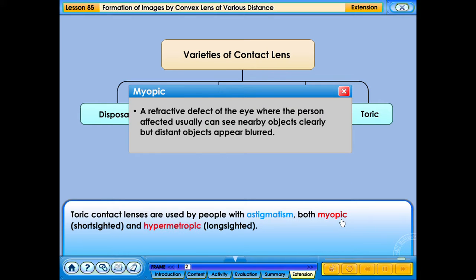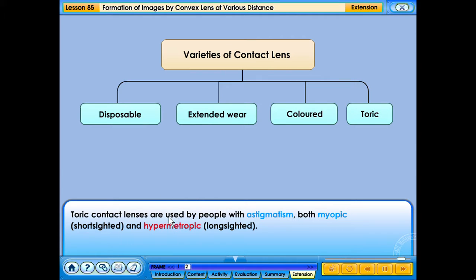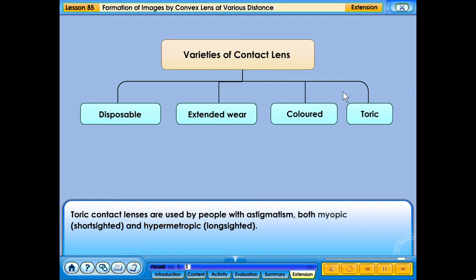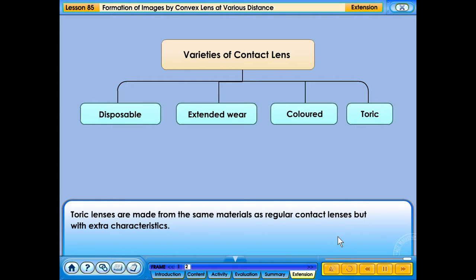Myopia is a refractive defect of the eye, where the person affected usually can see nearby objects clearly but distant objects appear blurred. Hypermetropia is a refractive defect of the eye, where the person affected usually can see distant objects clearly, but objects nearby appear blurred. Toric lenses are made from the same materials as regular contact lenses, but with extra characteristics.